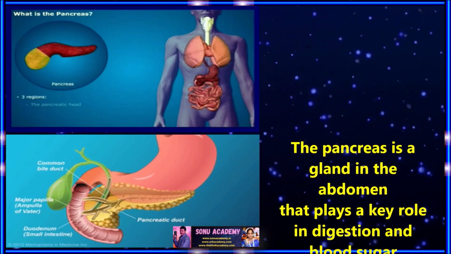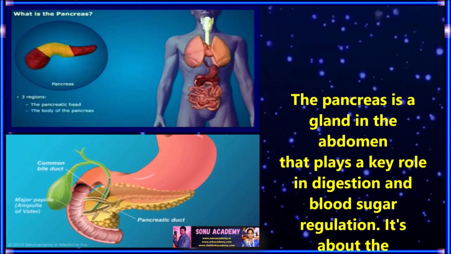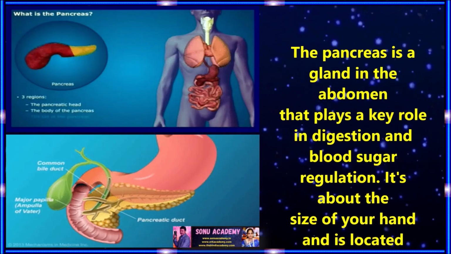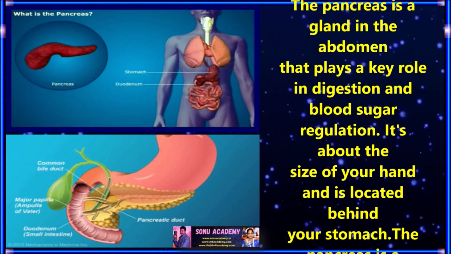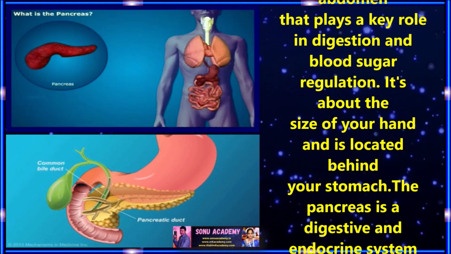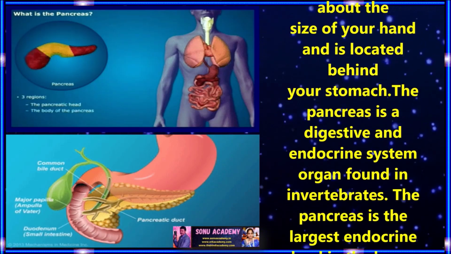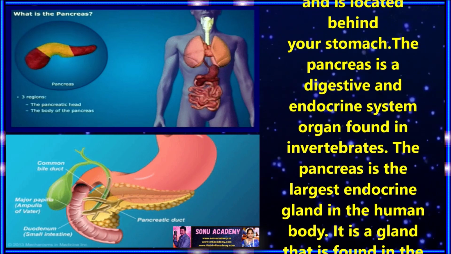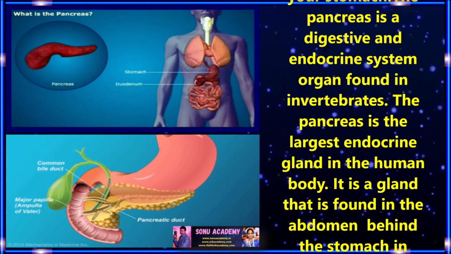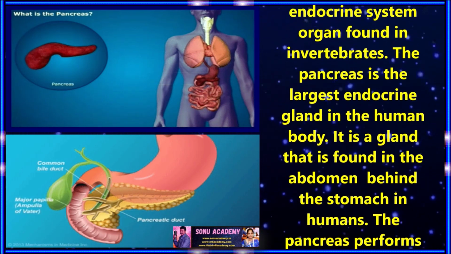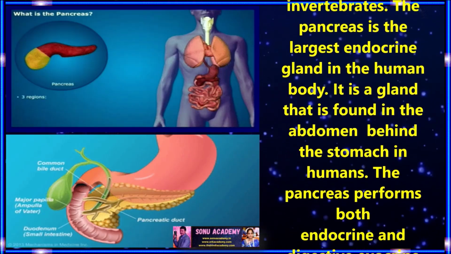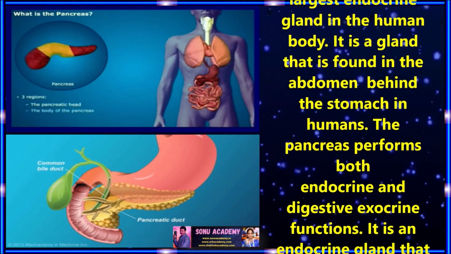The pancreas is a gland in the abdomen that plays a key role in digestion and blood sugar regulation. It's about the size of our hand and it is located behind the stomach. The pancreas is a digestive and endocrine system organ found in vertebrates. The pancreas is the largest endocrine gland in the human body. It is found in the abdomen behind the stomach in humans.